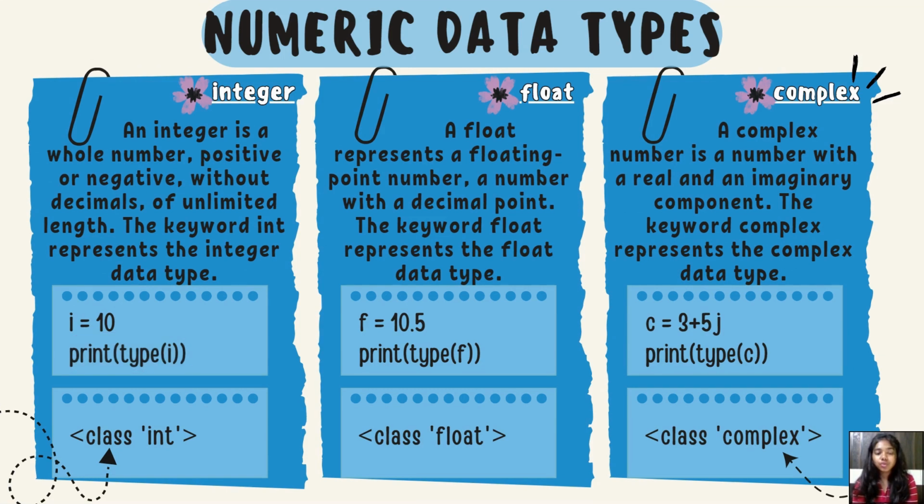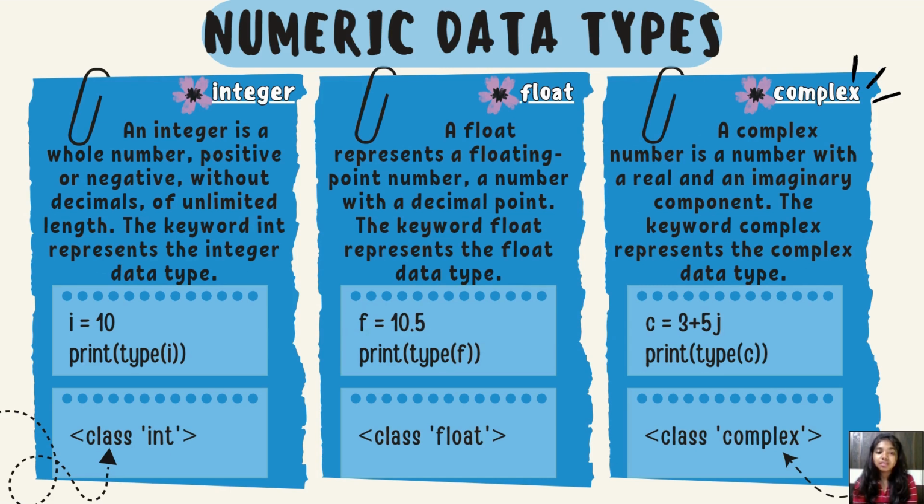Moving on to float. A float represents a floating point number, a number with a decimal point. The keyword float represents the float data type. Here, the variable f is a floating point number. As we have already seen in integer data type, Python automatically identifies the variable f, or 10.5, as a floating point number. Thus, the type function returns the output as float.